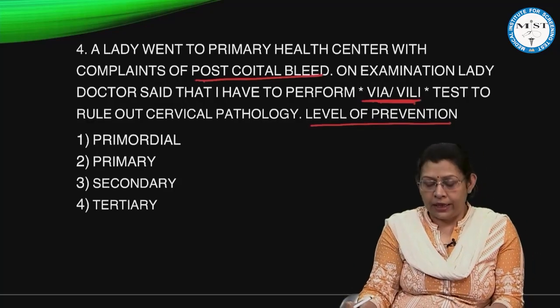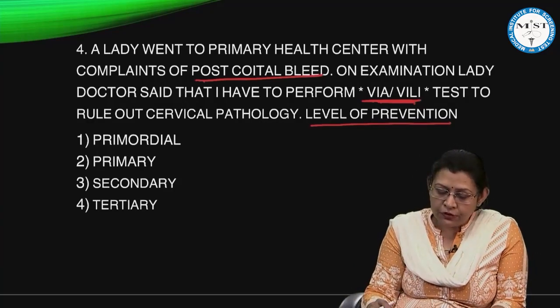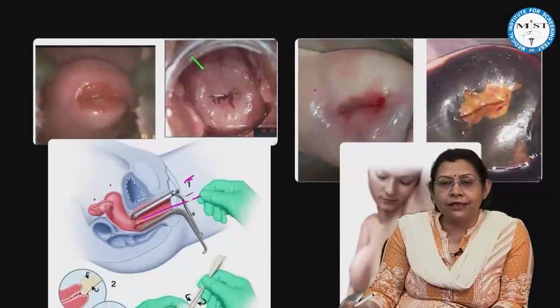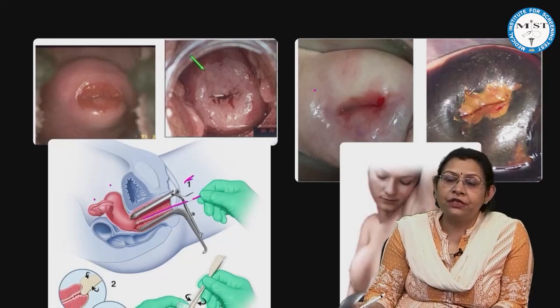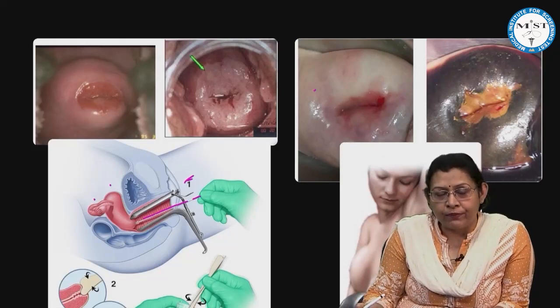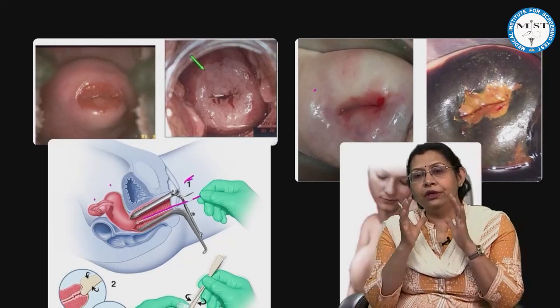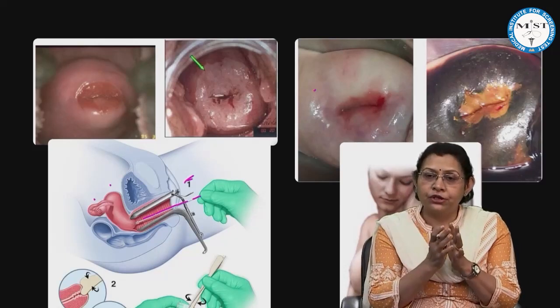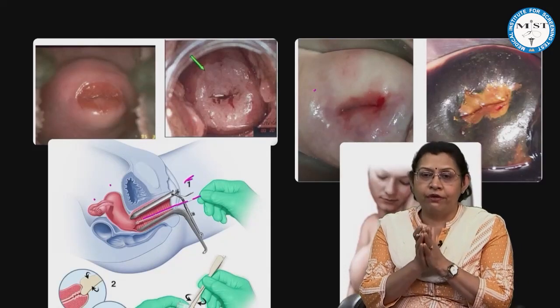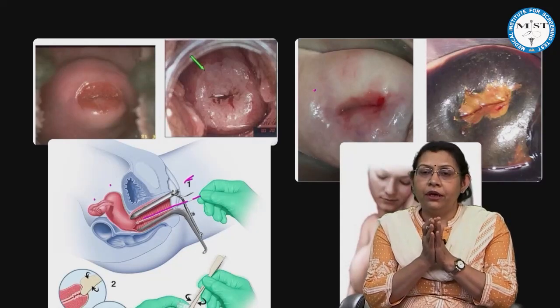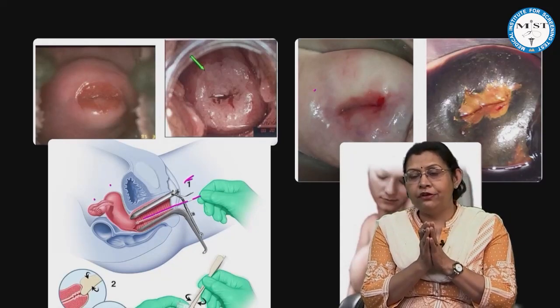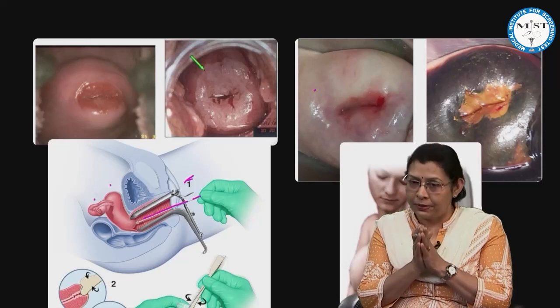VIA is nothing but the visual inspection of the cervix after applying acetic acid, or the Lugol's iodine test, which is the visual inspection of the cervix after Lugol's iodine. And these tests are usually done as a screening procedure for early detection of cervical pathology. And these are usually applied in those areas where we do not have the facilities for the pap smear.